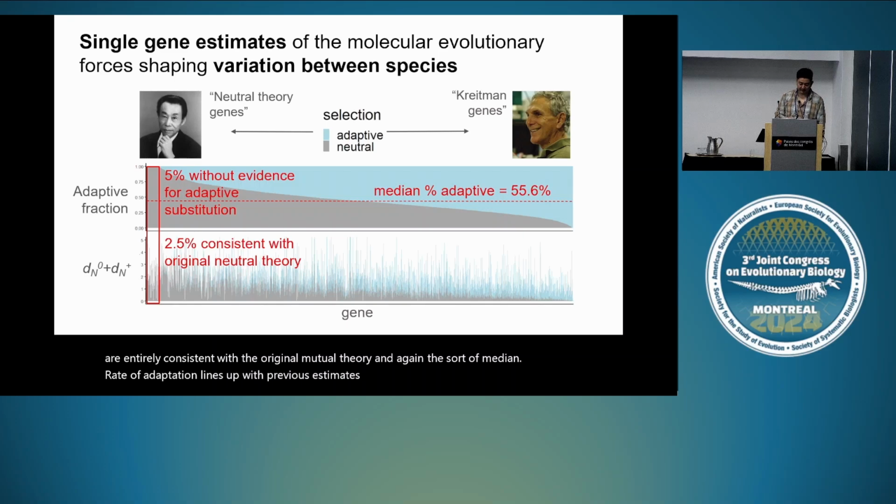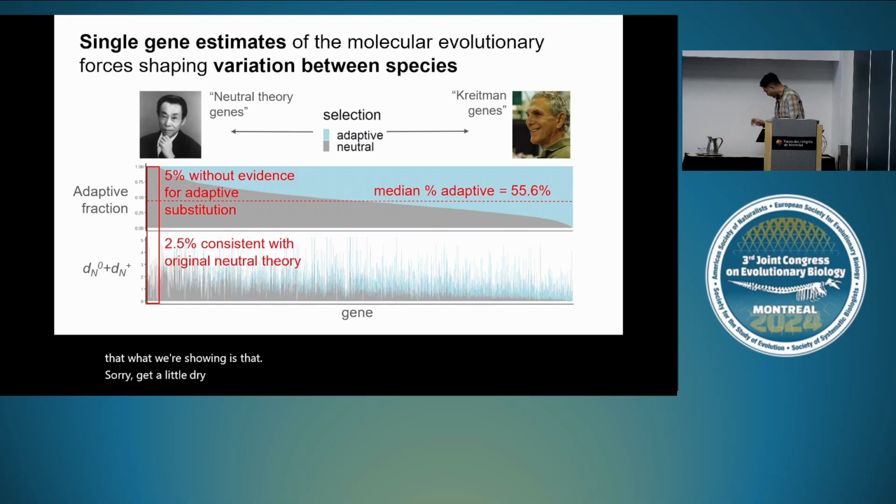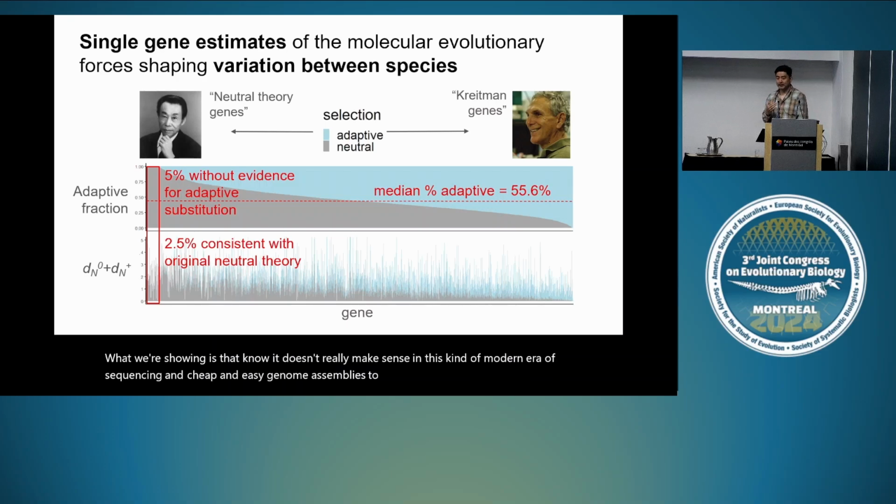And so I think it's very cool here that what we're showing is that it doesn't really make sense in this modern era of sequencing and cheap and easy genome assemblies to argue about what the mode of natural selection is, but really what we need to do is go through the entire genome and estimate the heterogeneity in these processes properly.